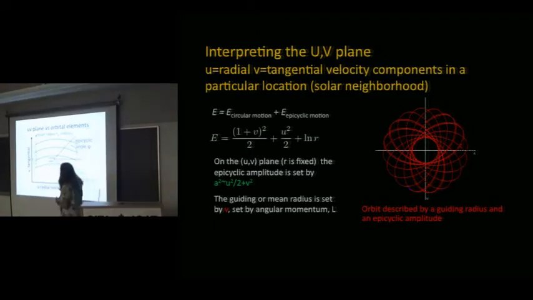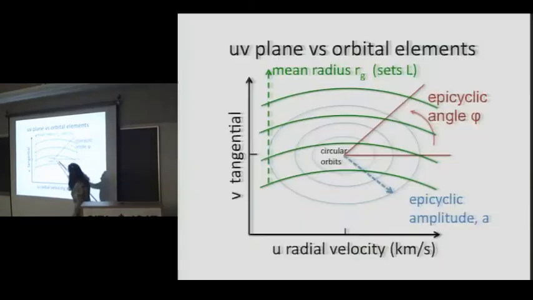So interpreting the UV plane, circular orbits are in the center, and these ellipses tell you the epicyclic amplitude. And R times V is the angular momentum, so V sets the angular momentum, which sets the mean radius of the orbit. And so these are these green curves. And if you want to, you can measure the epicyclic amplitude by the location on this plot.